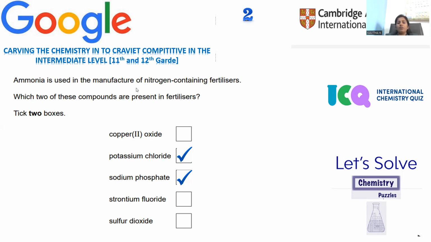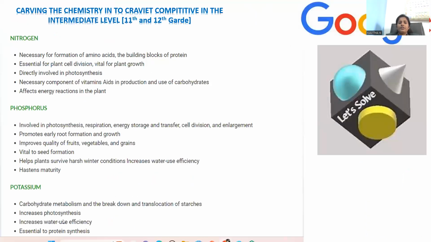One component they only mentioned is nitrogen. After nitrogen, we mentioned three macronutrients, and the remaining ones are potassium and phosphorus. NPK are required, so they are asking to tick two boxes only. Copper is required and sulfur is required, but in minute quantities. The components required in the maximum quantity are only three: nitrogen, potassium, and phosphorus. So that is clearly mentioned there.